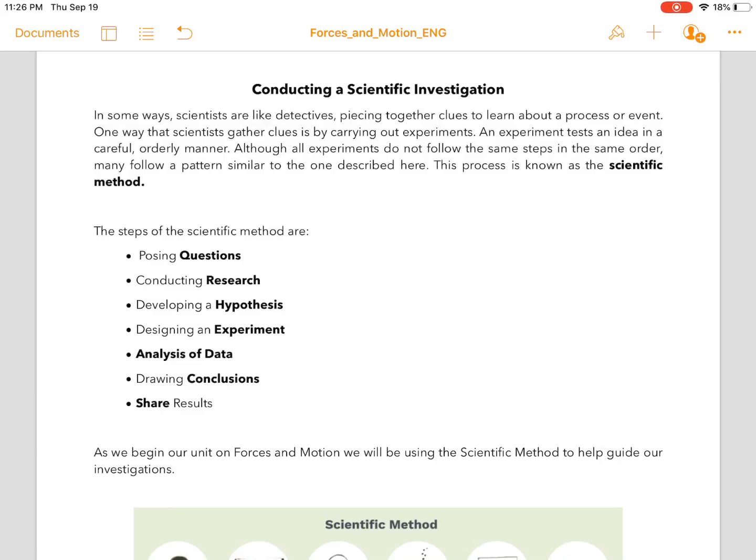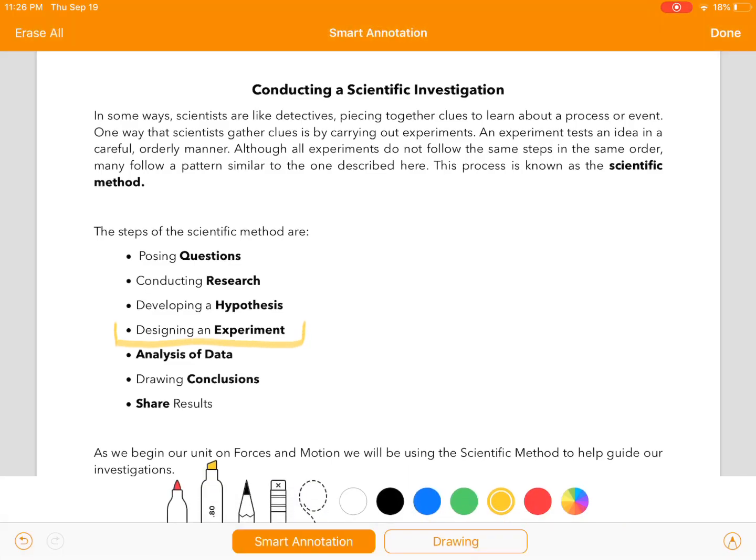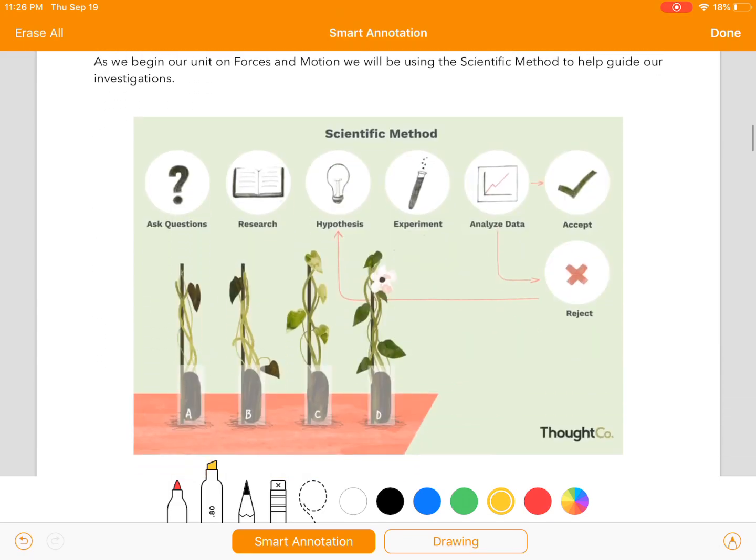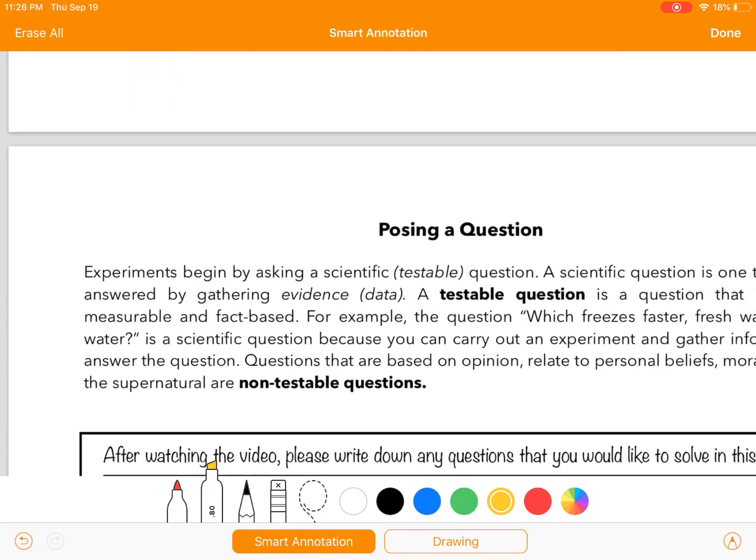Hello everyone, so in this video I just wanted to quickly go over the steps of the scientific method that we have reviewed so far this week. So we're looking at these first 4 steps of the scientific method: posing questions, conducting research, developing a hypothesis, and designing an experiment. So let's look at posing a question.